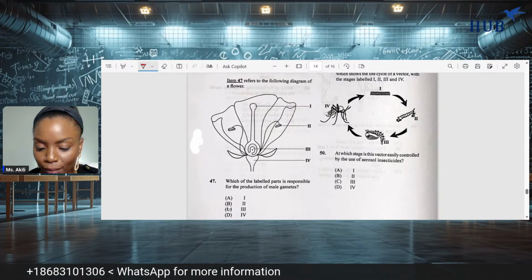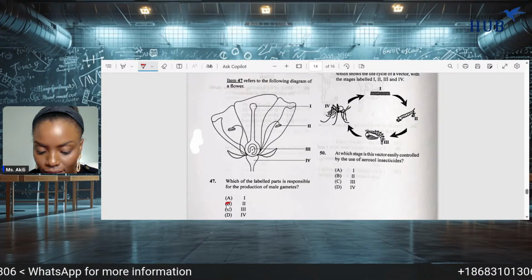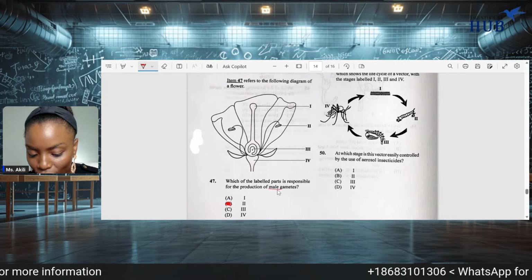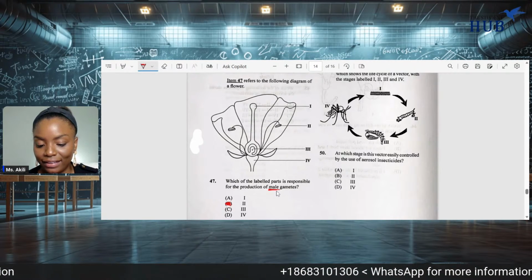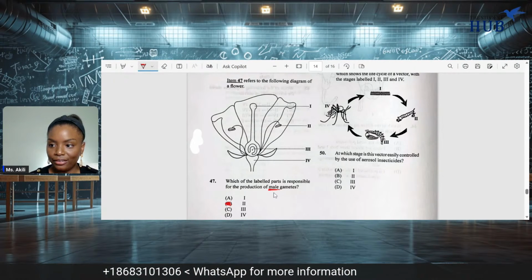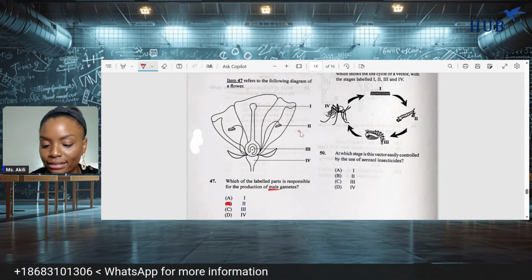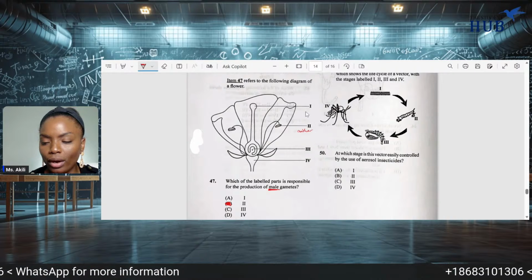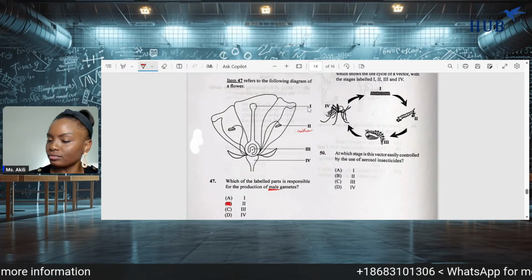That's going to be B. So focusing here on male gametes, because if they had asked female gametes, it would have been C instead, right? So 2 is pointing to the anther. 1 is pointing to what structure?